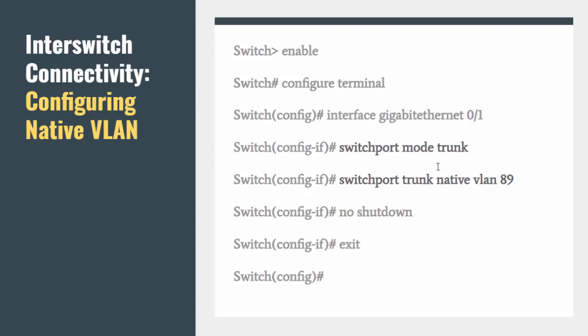Also, on a trunk, you may want to change the native VLAN from VLAN 1 to another VLAN. So in this case, we've gone into the gigabit 0/1 interface, then put in the switchport mode trunk command, and then you could also say switchport trunk native and then assign it a different VLAN than VLAN 1. So in this case, switchport trunk native vlan 89. So now the trunk will use native VLAN 89 instead of native VLAN 1.